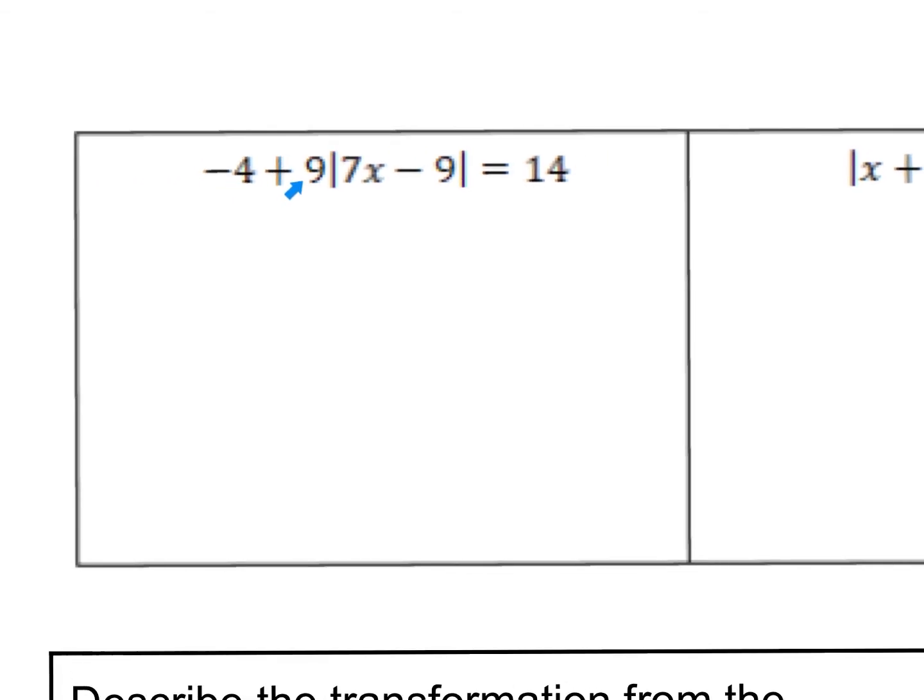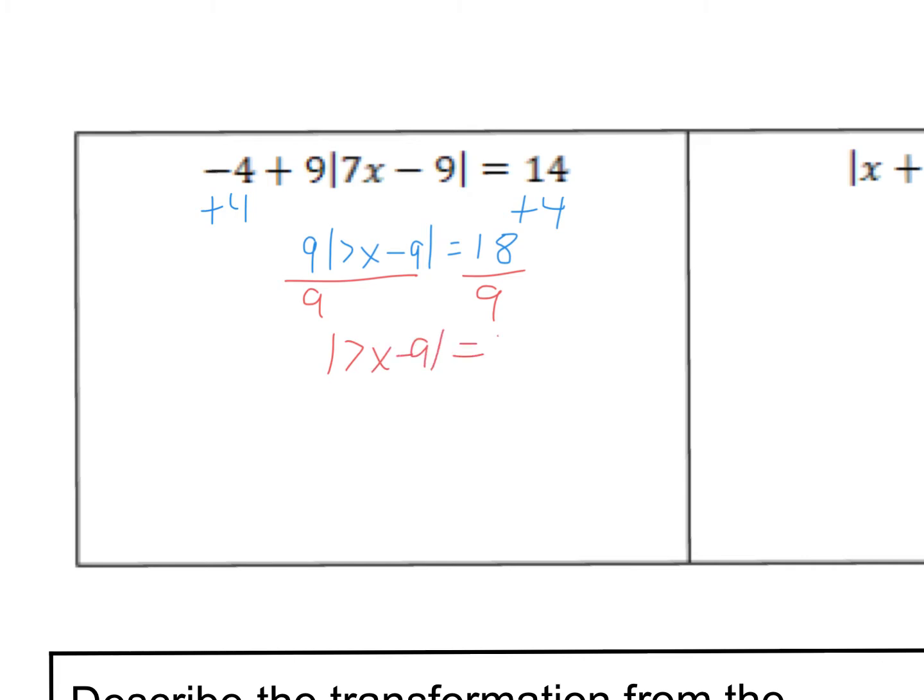So this one we have -4 plus 9 times the absolute value of 7x minus 9 equals 14. All right, we need to work this out to where all we have left is the absolute value. So let's start by adding 4 to both sides. That would leave us with 9 times the absolute value of 7x minus 9 equals 18. Now we can divide by 9 on the left side, so we also divide by 9 on the right. And now we have the absolute value of 7x minus 9 equals 2.